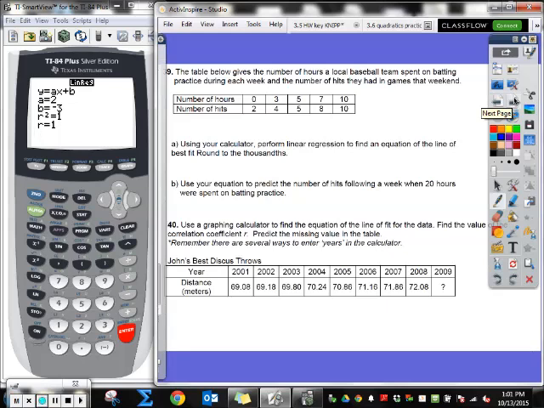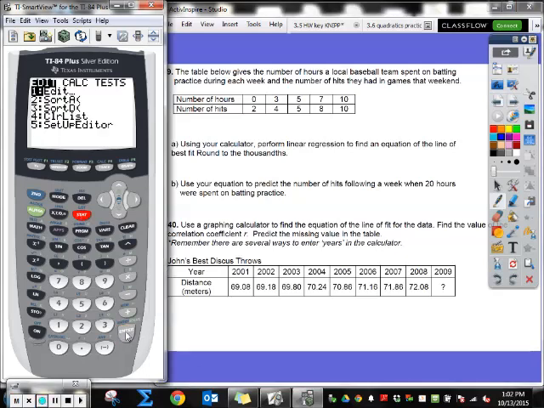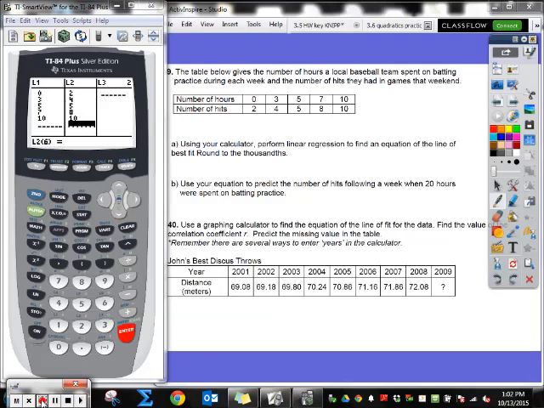Okay, the table below gives the number of hours a local baseball team spent on batting practice during each week and the number of hits they had in the game for the weekend. So we're going to have to do the exact same thing with different data. I'm going to pause and put in my data. So I've got to hit Stat, Edit. I'm going to clear my list and pause the video to put in my data. Okay, now my data's in.